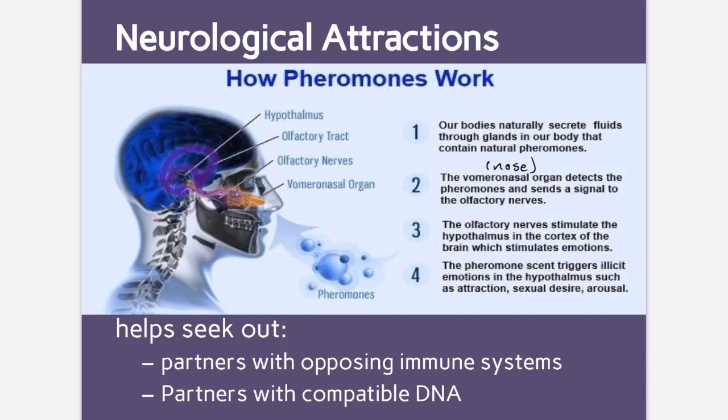All right, so our bodies naturally secrete these fluids through glands in our body. That just sounds so gross. Our glands contain natural pheromones. So think like your underarms. Those would express those pheromones. Then your nose, the vomeronasal organ, detects the pheromones and then sends a signal to the olfactory nerves. Those olfactory nerves send that message to the hypothalamus, and that triggers emotions. That can trigger emotions of attraction, sexual desire, arousal, any of those things.